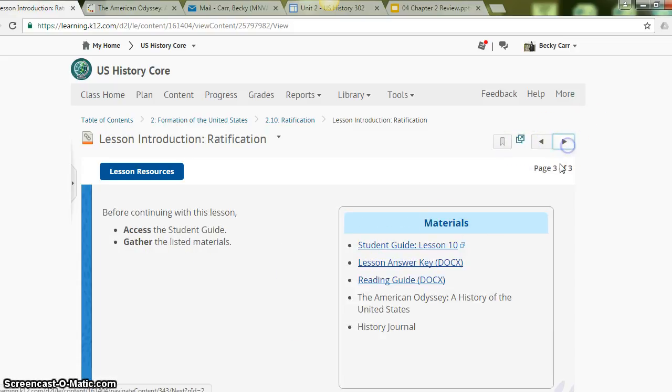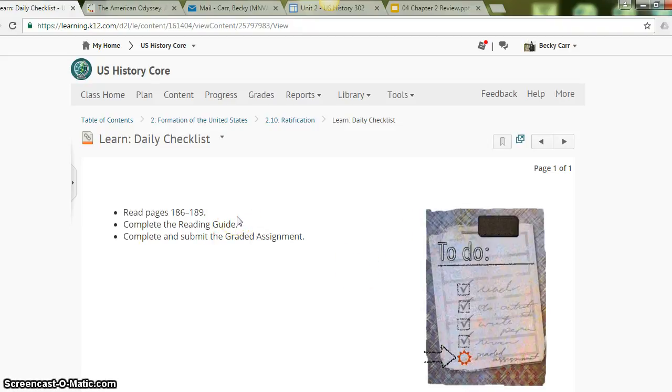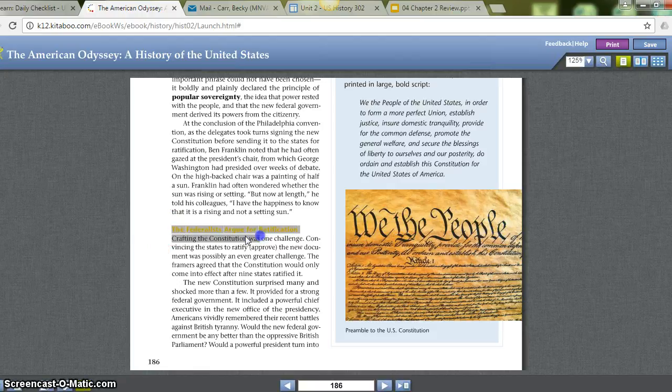Okay, so like I said, make sure you get your reading guide and lesson answer key. And we're going to start with reading pages 186 through 189. Okay, starting here with the Federalists argue for ratification.